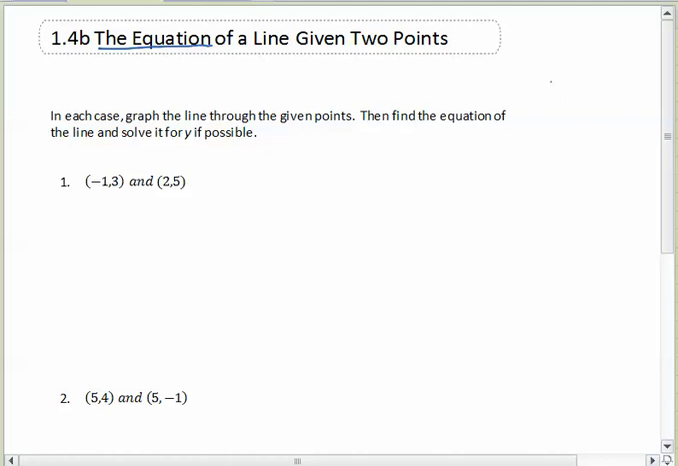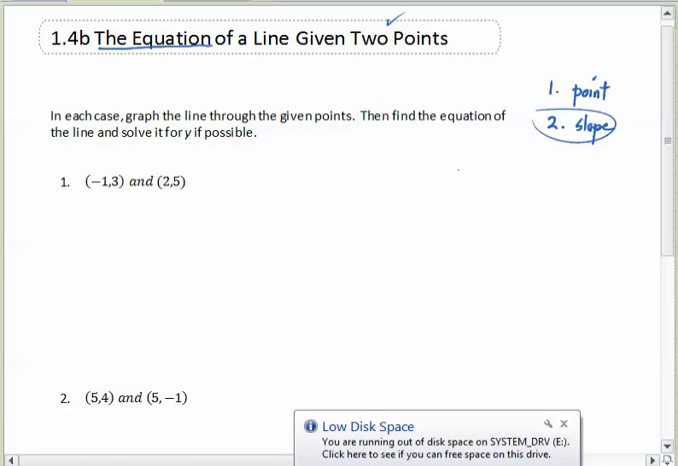First of all, we need a point to anchor it. We don't need two, but we need at least 1 point, and then we need the slope of the line. We need those two things. So how are we going to write an equation of a line if we have 2 points? Well, we're going to find the slope first. If I'm given 2 points, I'm going to find the slope.